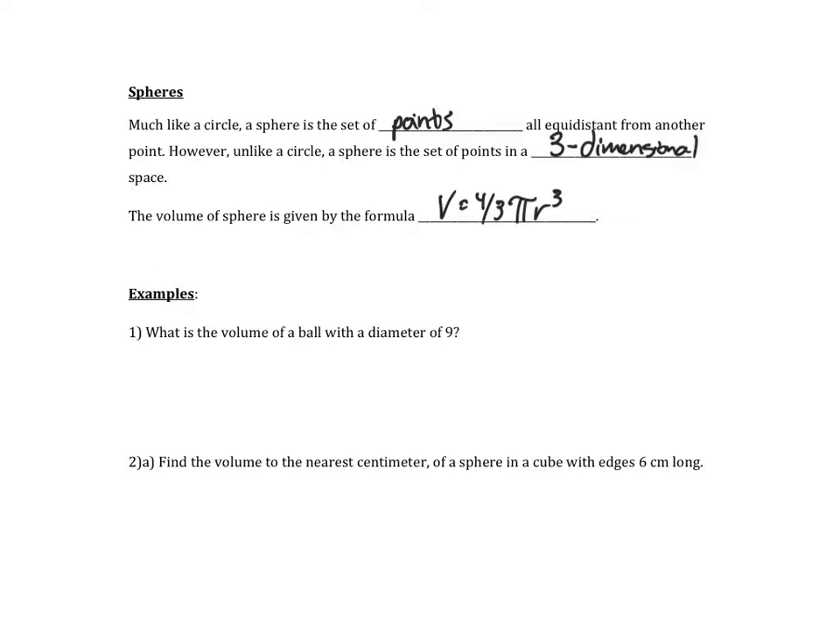So what is the volume of a ball with a diameter of 9? Well, if the diameter is 9, we know the radius is 4.5. So it's as simple as doing volume 4/3 pi times 4.5 cubed. Do that out, round to 2 decimals, 381.7. It doesn't give us units, so we'll just say units cubed.